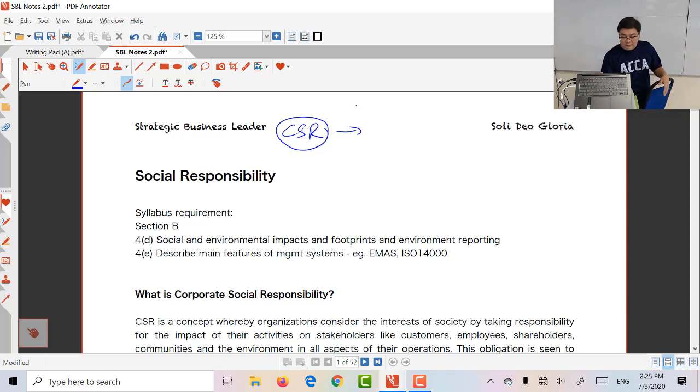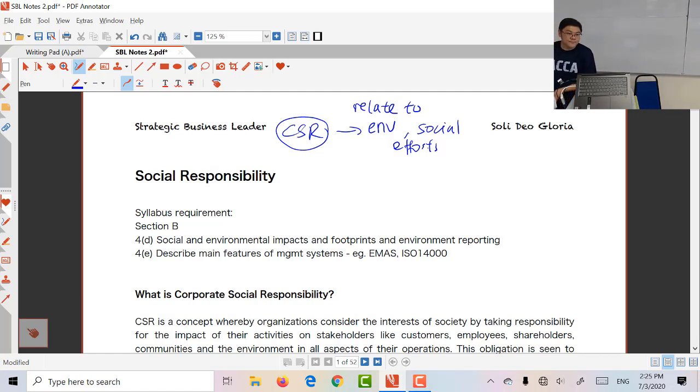Now, you gave me examples that relate to environment, that relate to social efforts, which are all correct. Okay, but do we have a standard of looking at social responsibility so that we can actually judge or even assess whether an action is truly socially responsible? Okay, you probably don't understand what I'm saying, right? Okay, now, let me just rephrase with an example.